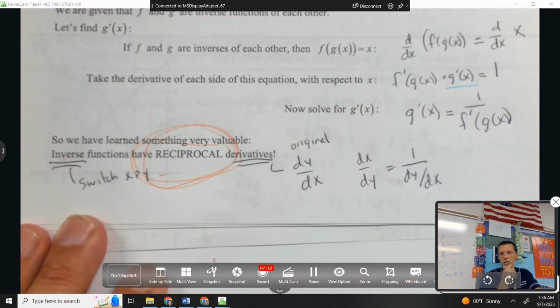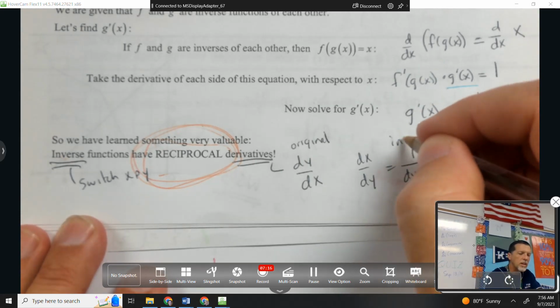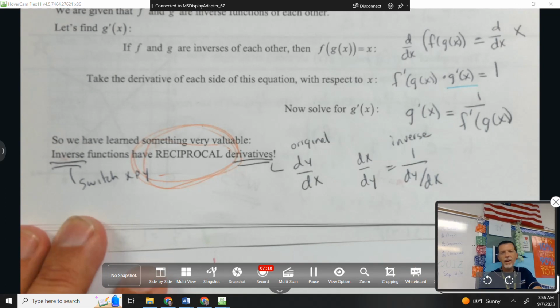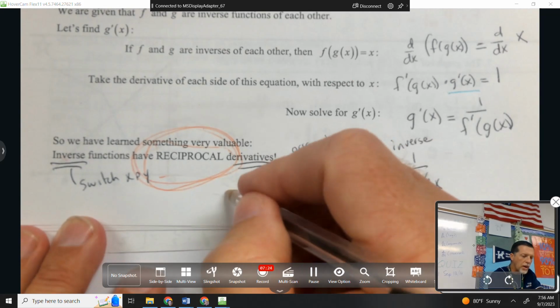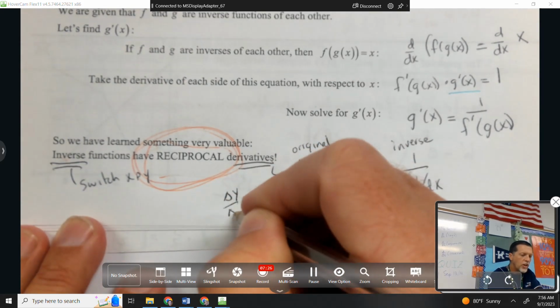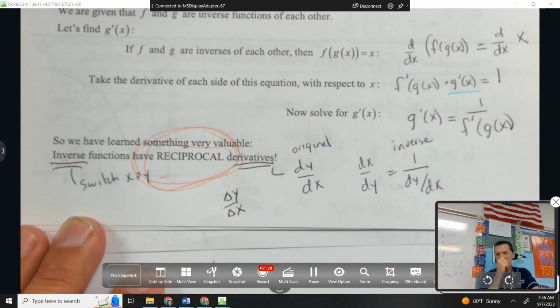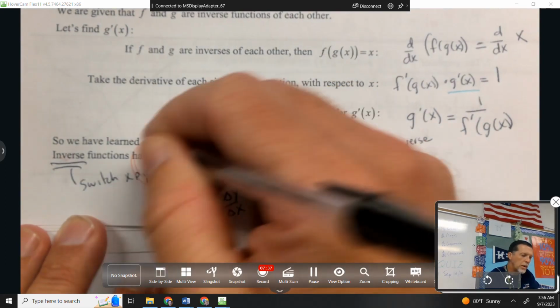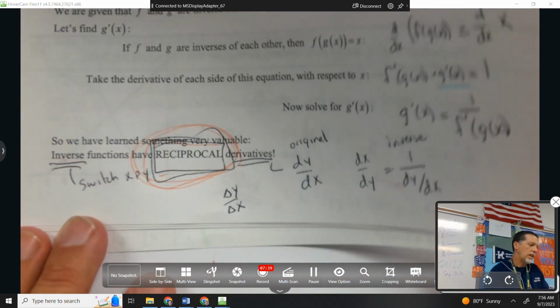So the original, we know how to take those derivatives, that's dy/dx. But in the inverse, after we switch y and x, it ends up flipping the derivative. It might be easier to back all the way up to change in y over change in x. That's where the derivative comes from. If you flip x and y, you end up with the reciprocal. So reciprocal is the name of the game for today.